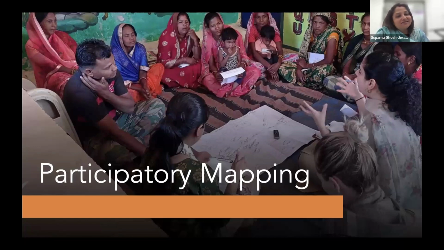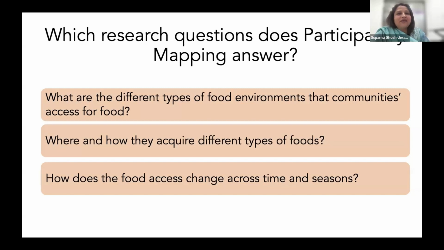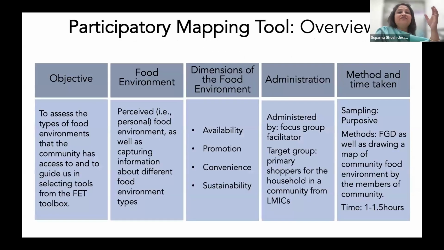So participatory mapping, I'm sure all of you have done some kind of a participatory mapping in your respective research areas, wherein it is like a starting point to map the community. So it is a participatory effort wherein we try to answer some of the research questions like, what are the different types of food environments that the communities have access to, where and how they acquire different types of foods, and how does the food access change across time and season. Now, as I said, this is a good starting point to use the Food Environment Toolbox per se.